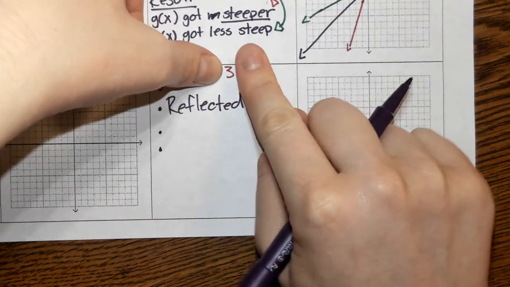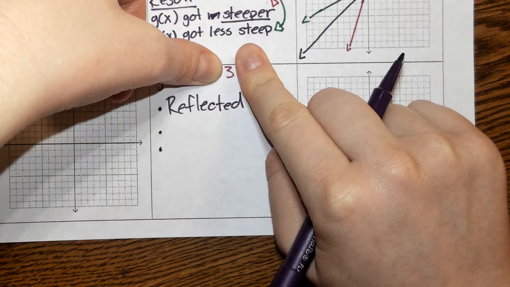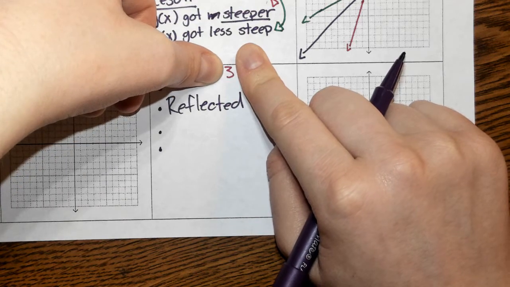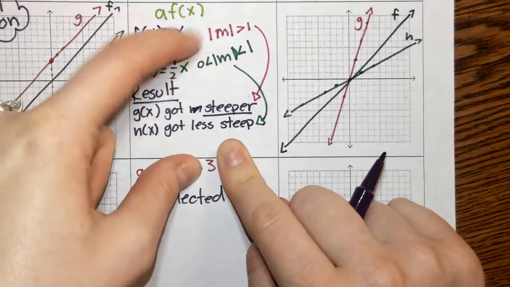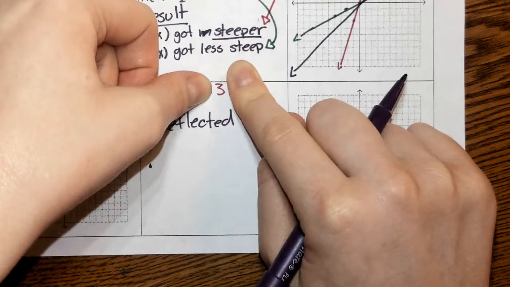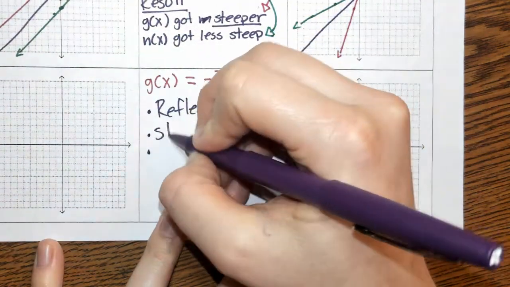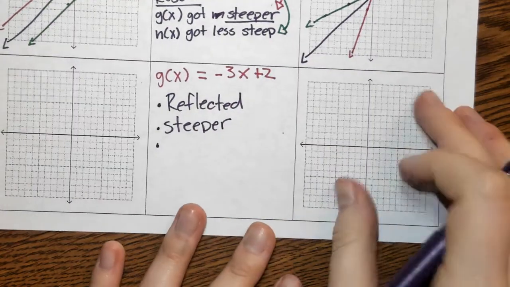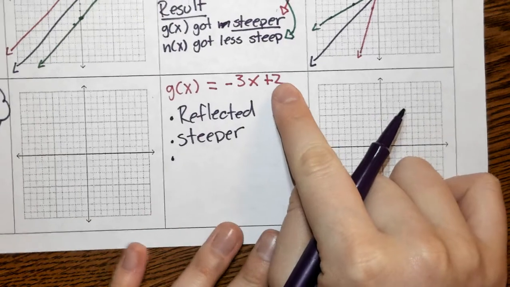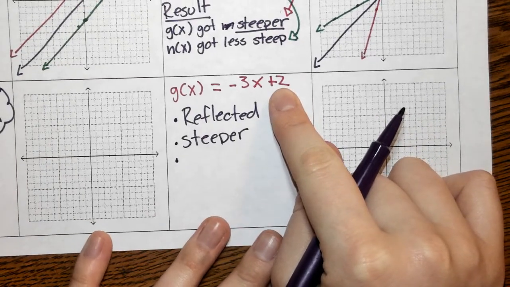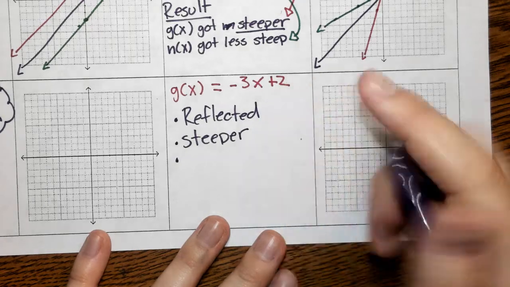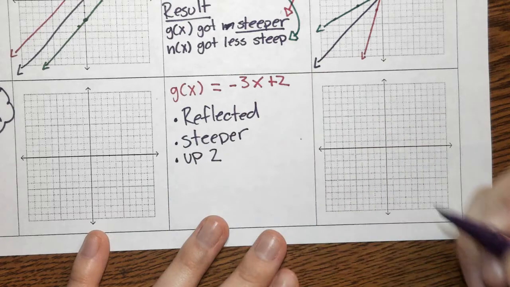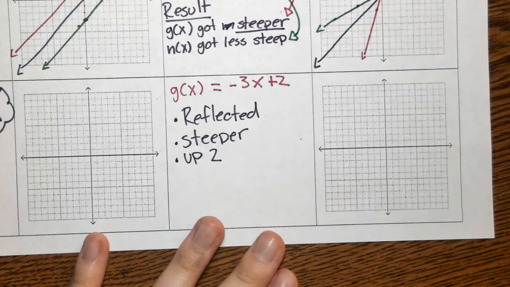Now look at that slope. Negative sign or not, do you think it's going to make it steeper or less steep? Steeper. It's a whole number. So it's going to make it steeper. That is true though. Steeper. And finally, the y-intercept. Is it going up or down? Up. How many times? 2 times. That's it.